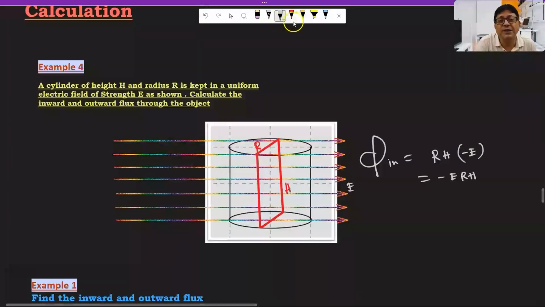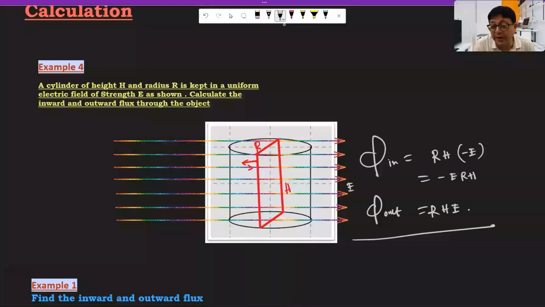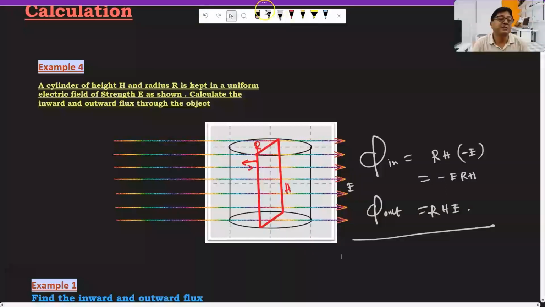Because we have considered this area only, field lines and area vector are opposite. Field line going this manner, area vector going this manner. That's why minus. And phi out will be r h into E along the direction of field lines, so it will be simply E r h. Hope all of you have understood.